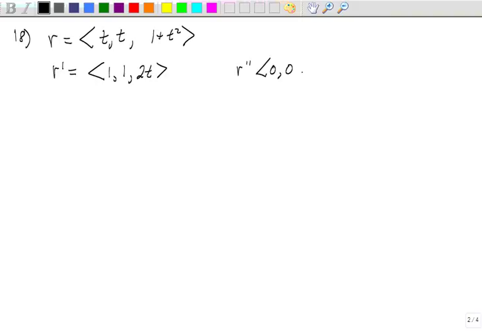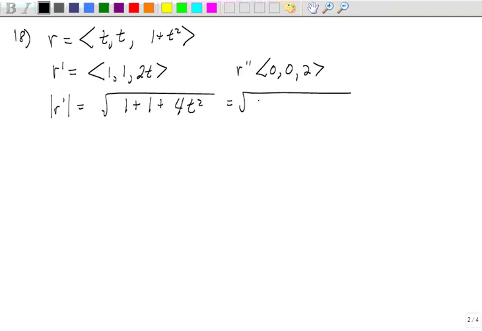18, I want to use theorem 10. It says, so r is t, 1, plus t squared. That's r of t. So r prime is 1, 1, 2t, and r double prime is 0, 0, 2, and the magnitude of r prime is the square root of 1 plus 4t squared, which is the square root of 2 plus 4t squared.